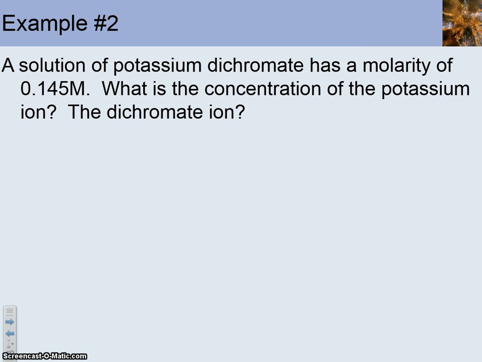Here's how we would do a problem like this. We want to know: a solution of potassium dichromate has a molarity of 0.145 molar. What's the concentration of potassium ion, and what's the dichromate ion's concentration? So first we need to write an equation.